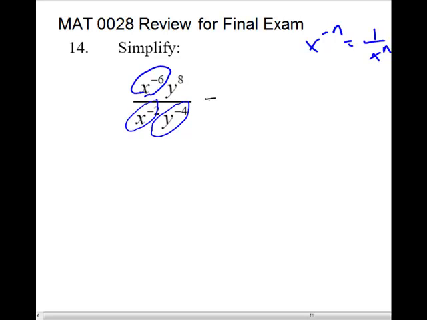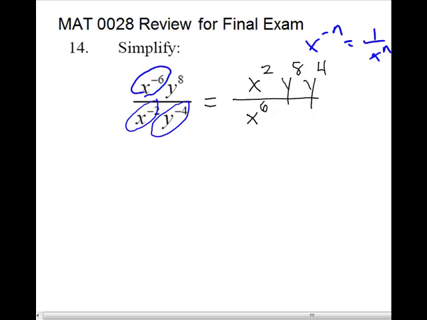So we're going to move it around a little bit. The x to the negative 6 is going down. It becomes a positive 6 when it goes down. X to the negative 2 goes up. It becomes a positive 2 when it goes up. Y to the 8th stays because it's already a positive exponent. Y to the negative 4 will go up and become a positive exponent.